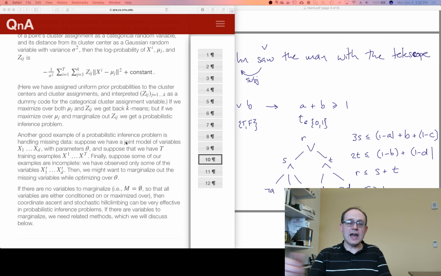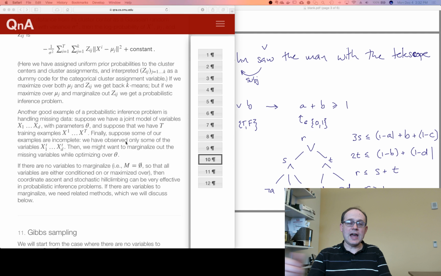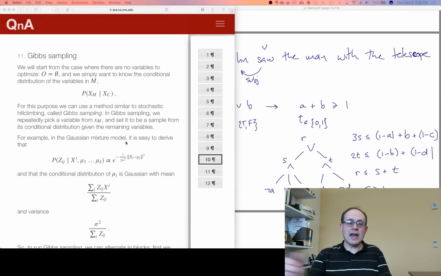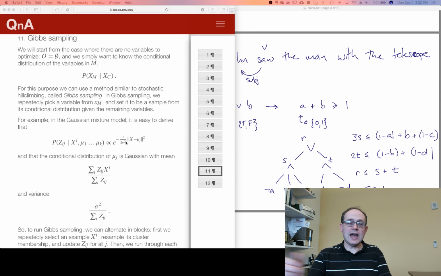Missing data is maybe another good example of a probabilistic inference problem. We'd like to marginalize out the possible values of the missing data. And so to solve problems like this, these go beyond what you can easily solve using a mixed integer program. And so we need more sophisticated, or at least more expressive algorithms to handle them. And Gibbs sampling is a good example of such an algorithm.